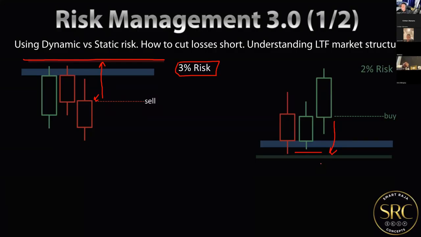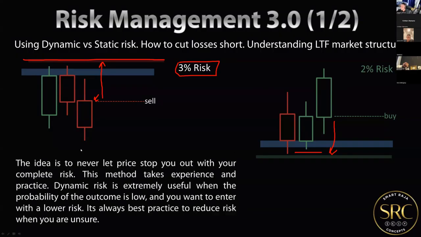Now, we're also going to talk later on about how to manage risk when you're using static risk. The idea is to never let it hit you with the complete risk. This method takes experience, and dynamic risk is extremely useful. When you're using static risk, obviously you're losing the full 3%, the full 2%.